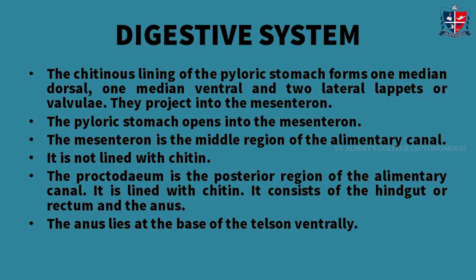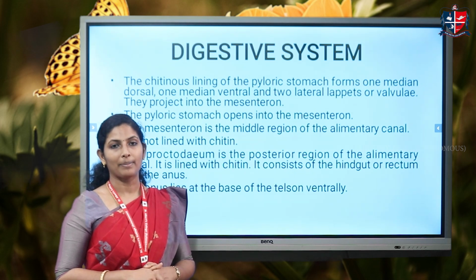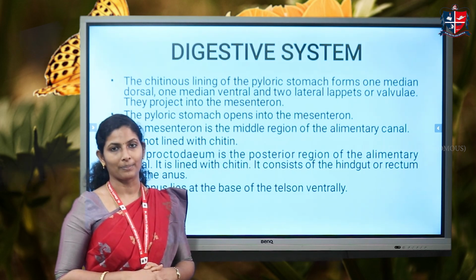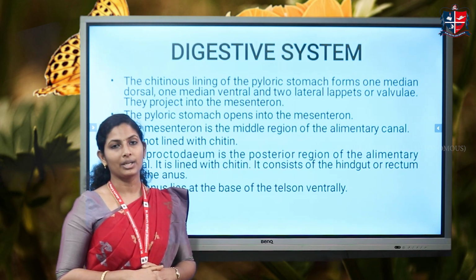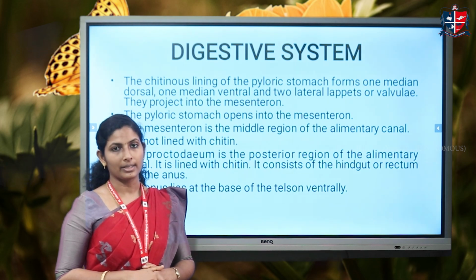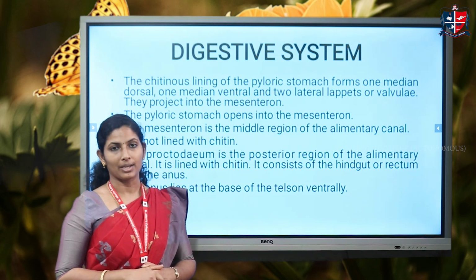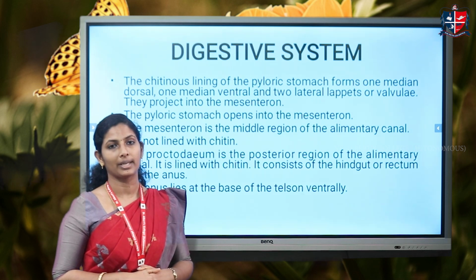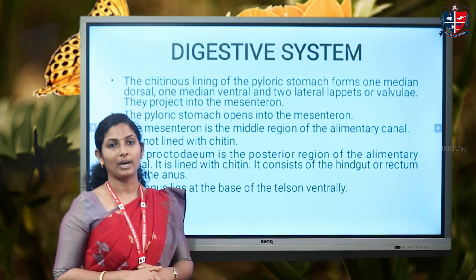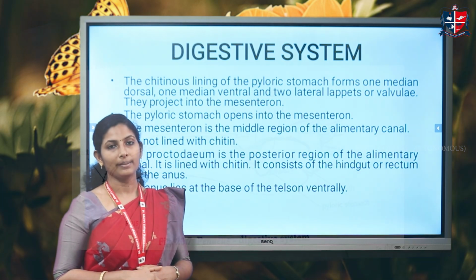Now, the chitinous lining in the pyloric stomach forms one median dorsal, one median ventral, and two lateral lappets or valvulae which extend into the mesenteron. Mesenteron is the middlemost portion of the alimentary canal. The pyloric stomach continues as the mesenteron. It is not lined with chitin, but it is provided with a pair of openings through which the secretions from the hepatopancreas or the digestive gland reach. This mesenteron is followed by the posterior portion of the alimentary canal called the proctodeum. It also has two parts, the hindgut or rectum and the anus, which is excretory in function, and this anus is found ventrally in the telson.